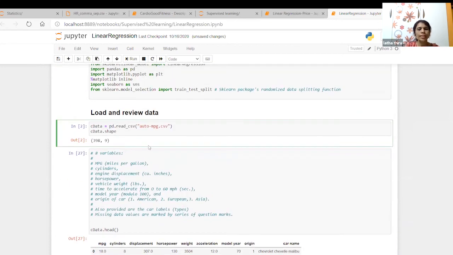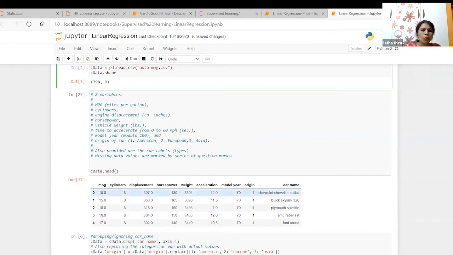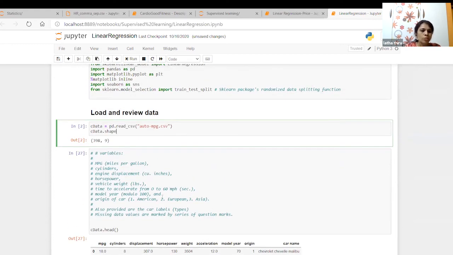So the next step, what did I say? We should try to understand the variables. We should also know the problem statement. Here the problem statement is: how is MPG related to the cylinders, displacement, horsepower, weight, and acceleration? That is the basic ideology of this problem statement. How does MPG, miles per gallon, relate to all the other variables?